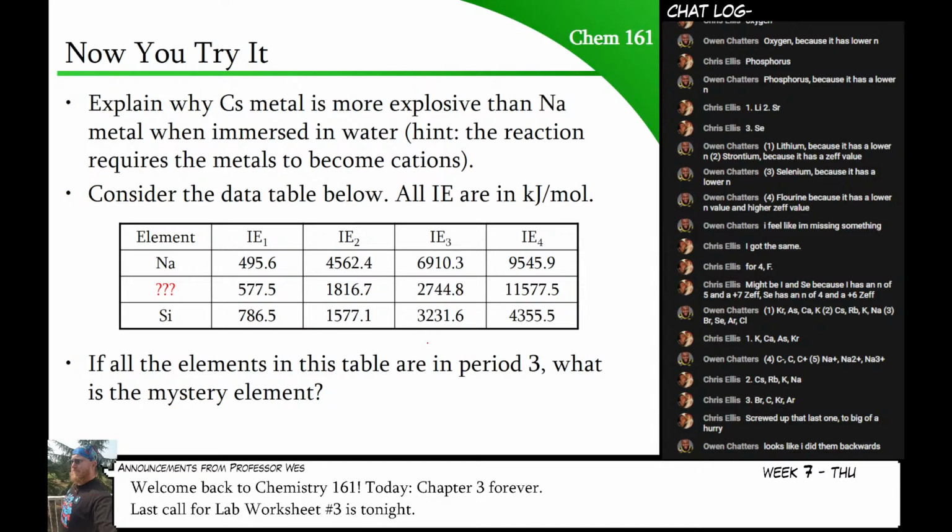And then the second question I have is, here are a bunch of elements in period 3. Here are some ionization energies. What element goes in the mystery element spot right here? What is the mystery element based on this data? All right. I'm going to give you 3 minutes to do this because these aren't terribly difficult. And then we'll check in. And we'll talk about electron affinity real quick.